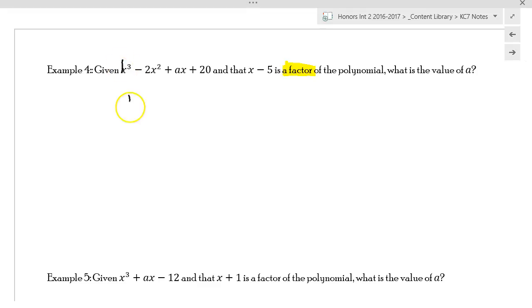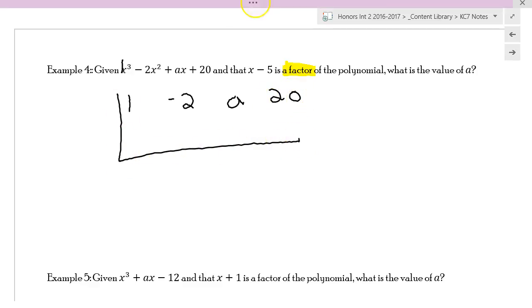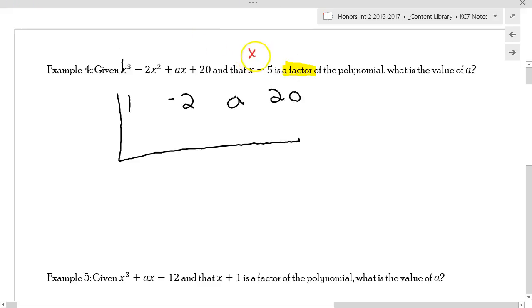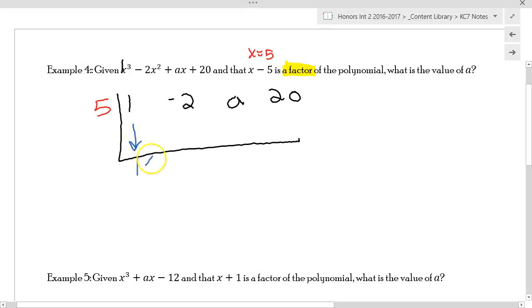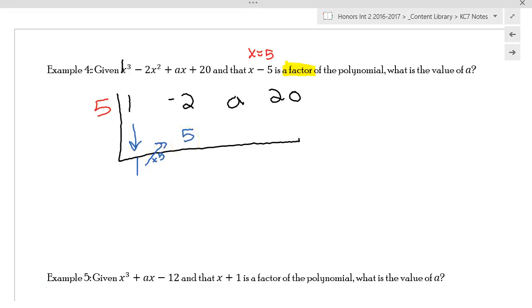So technically this is 1, so I have 1, negative 2. I'm going to use that a. I don't know what number that is, but I have to use it. And then 20. Okay? X minus 5 is my factor. That means I'm going to use x equals 5, changing that sign. So 5 is going to go over here. Now I just start my synthetic division. Bring down that 1, multiply by 5, right? That's 5. Negative 2 plus 5 is 3. 5 times 3 is 15.